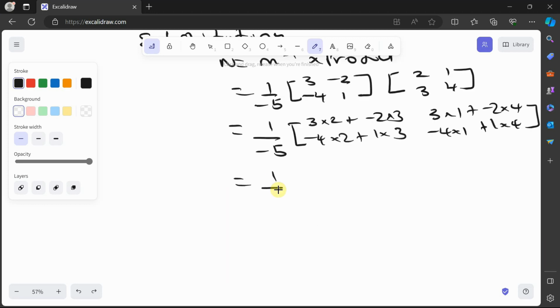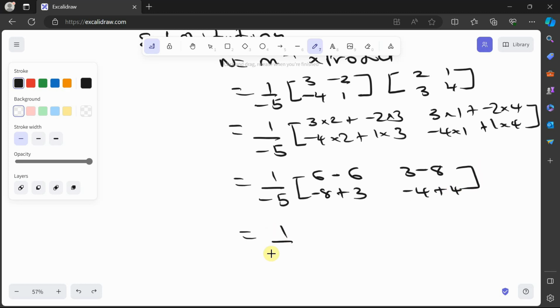This would be 1 over minus 5. 2 times 3 is 6. Minus times plus is minus. 2 times 3 is 6. 3 times 1 is 3. Plus times minus is minus. 2 times 4 is 8. Minus 4 times 2 is minus 8. Plus 1 times 3 is 3. Minus 4 times 1 is minus 4. Plus 1 times 4 is 4.